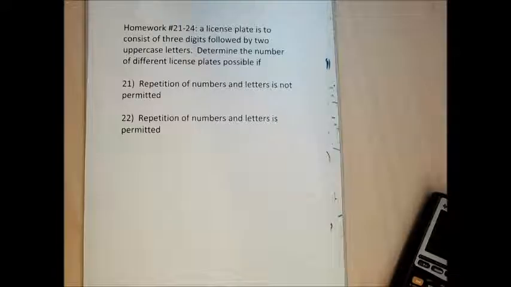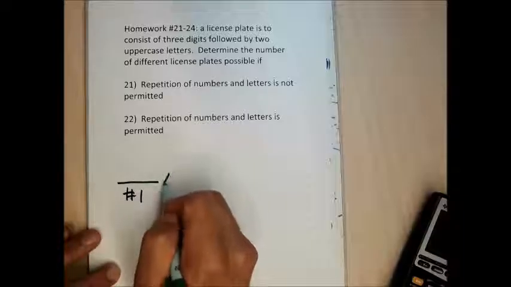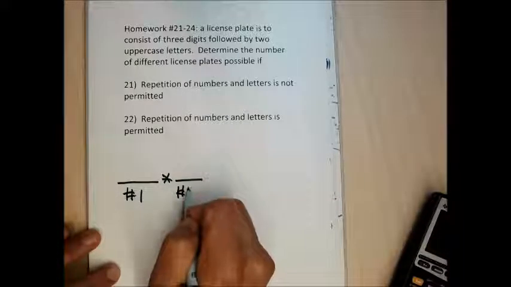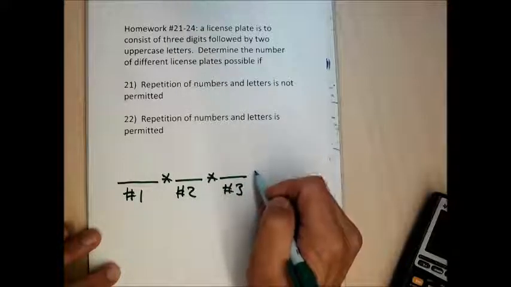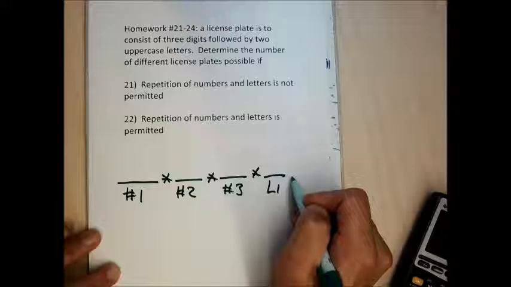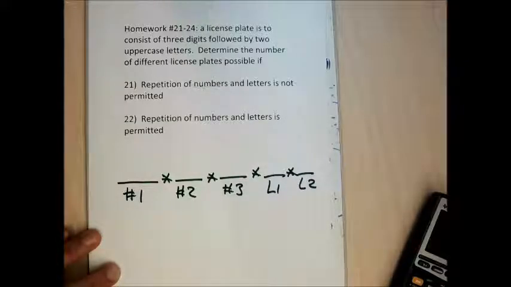All right, 21 through 24, license plate problems. A license plate consists of 3 digits followed by 2 uppercase letters. So my experiments for these problems are doing the first digit for my license plate, the second digit, the third digit, and then the first uppercase letter and the second uppercase letter. For your problem 21, I get 468,000 for how many license plates are possible.